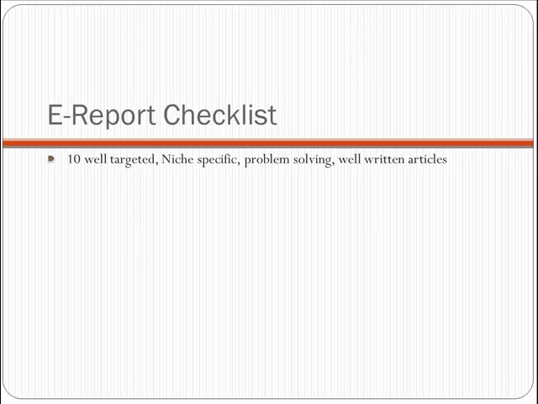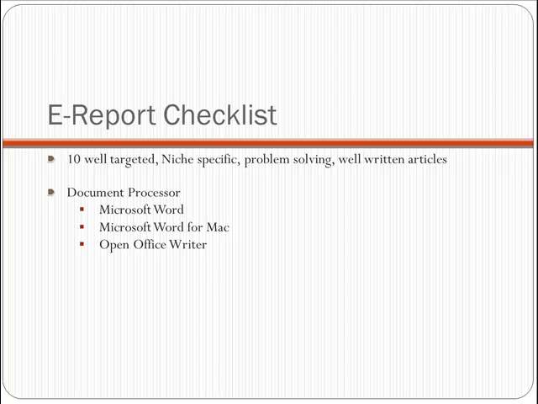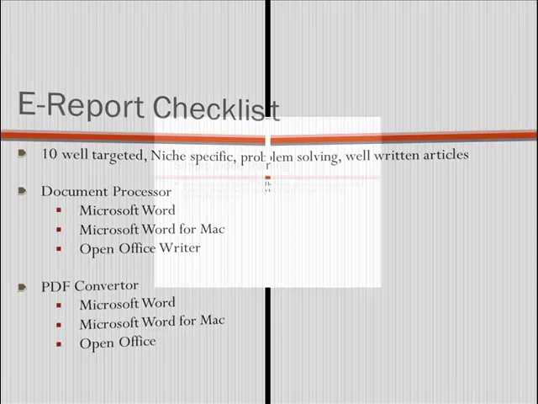Here's your e-report checklist. You're going to need 10 well-targeted, niche-specific, problem-solving, well-written articles. You're going to need a document processor. You can use Microsoft Word, Microsoft Word for the Mac, or Open Office Writer. OpenOffice.org again has a nice one just like Microsoft Word. If you want a free route to go, it works very well. I would recommend that. For a PDF converter, Microsoft Word comes with one, so does Microsoft Word for the Mac, and OpenOffice has a PDF converter that comes with it. These would be great things for you to use to get these articles and get this report created. So basically you put it into the Word document, save it as a PDF, and then upload that to your server and send it out.